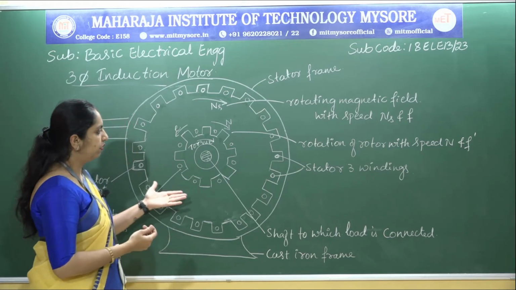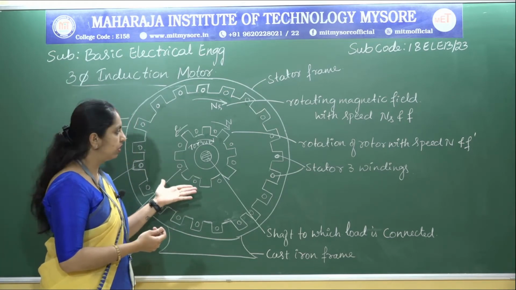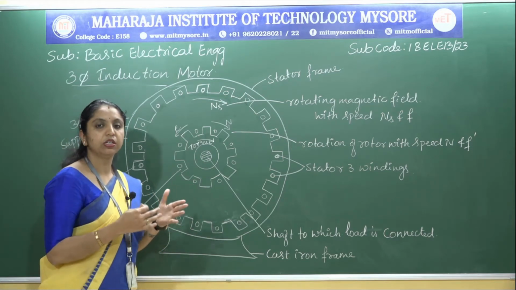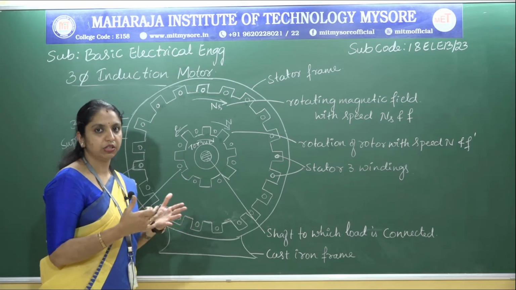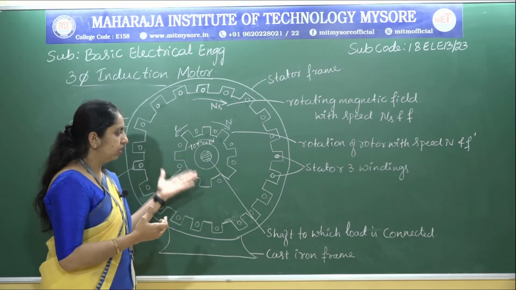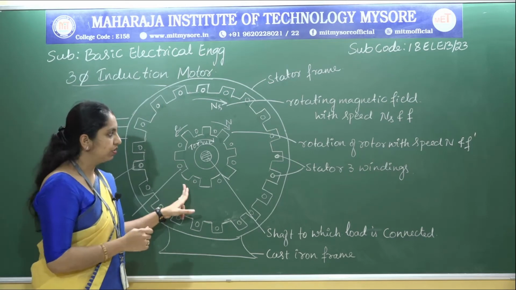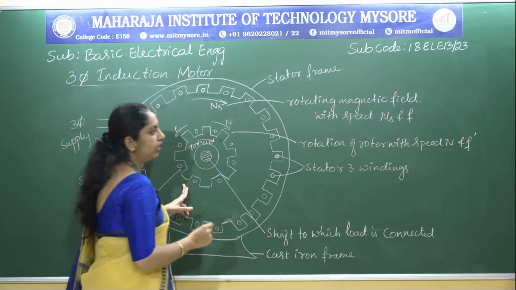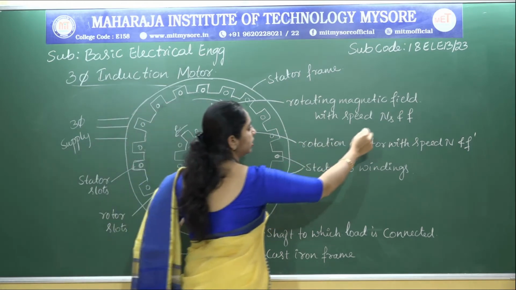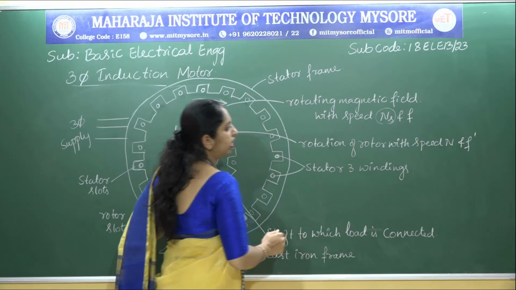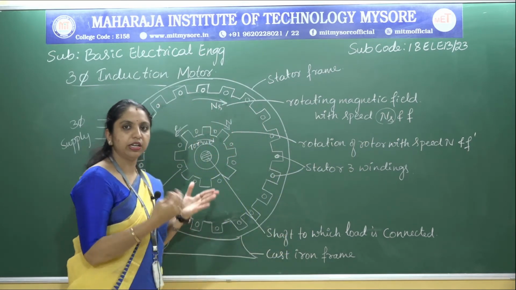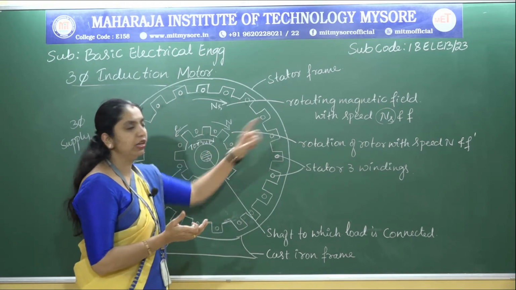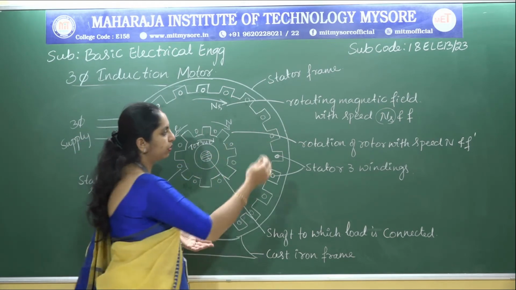Similarly, if we look into the rotor part, the rotor is the rotating part, and it is mounted on the shaft, where the load can be connected. As you see here, Ns is the rotating magnetic field with speed Ns. We call this the synchronous speed, and F is the frequency, as I have already explained in the concept of rotating magnetic field.